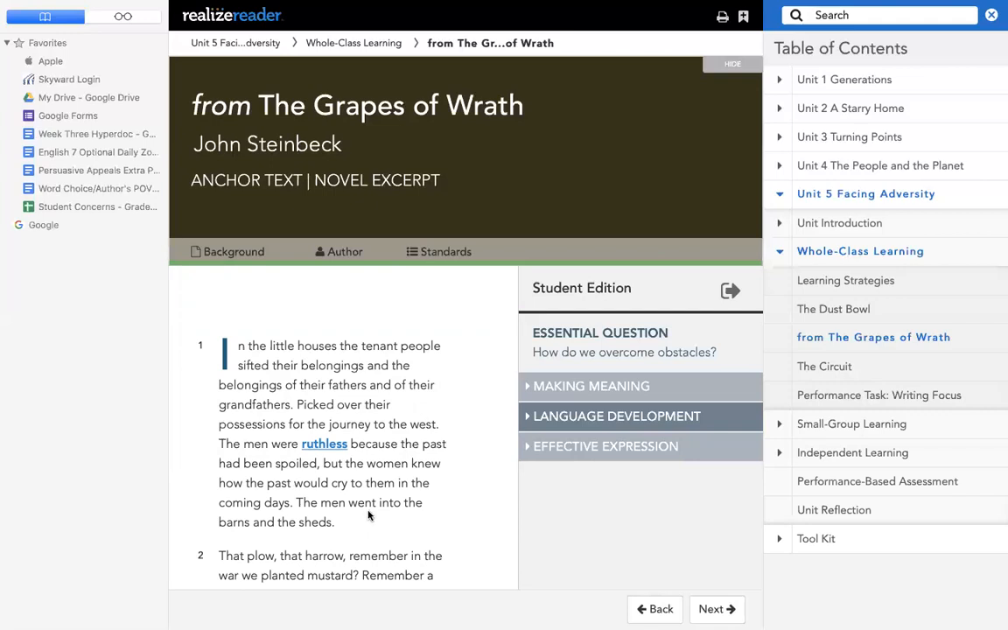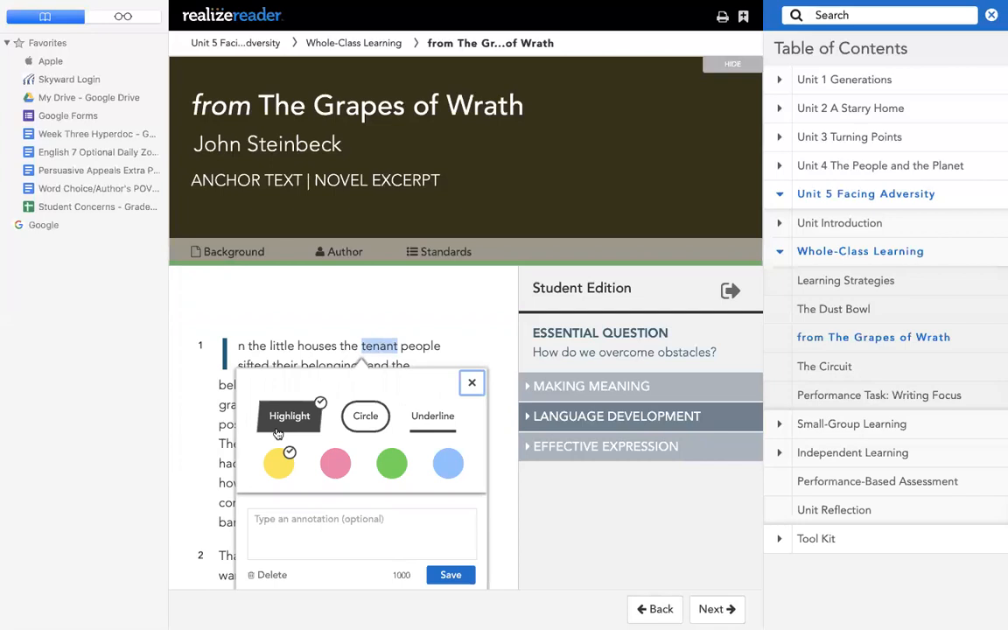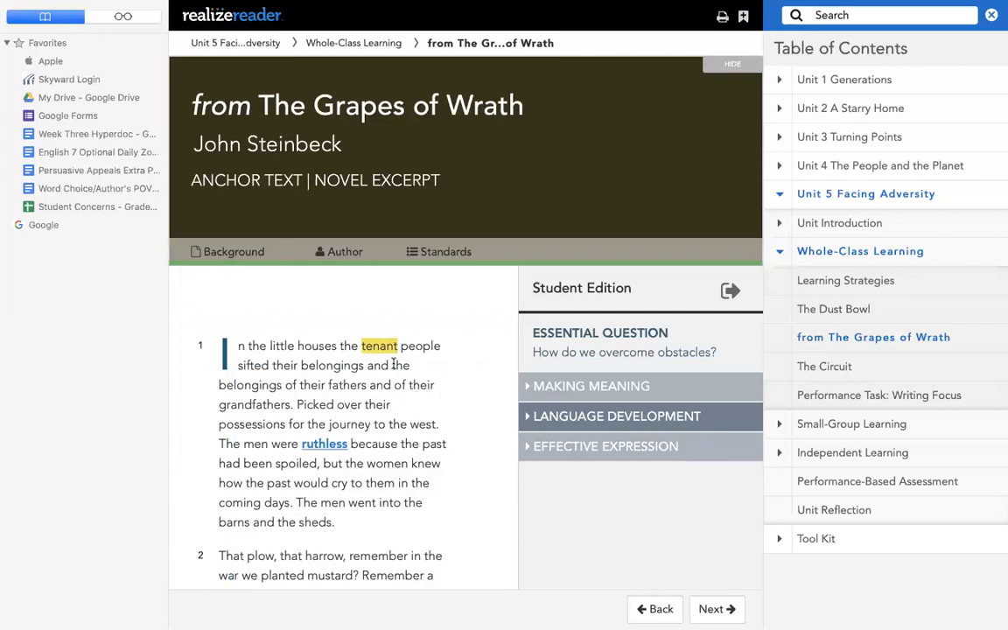So in a nutshell, what's going on here is tenant families who basically are people living off of the land. That's what tenant means. I'm going to highlight that word for myself because that's a good vocab word to include later to look up. But these tenant families are going over their belongings, the things that they own, trying to figure out what they can sell to make a little bit of extra money. So that's in general what's going on here.